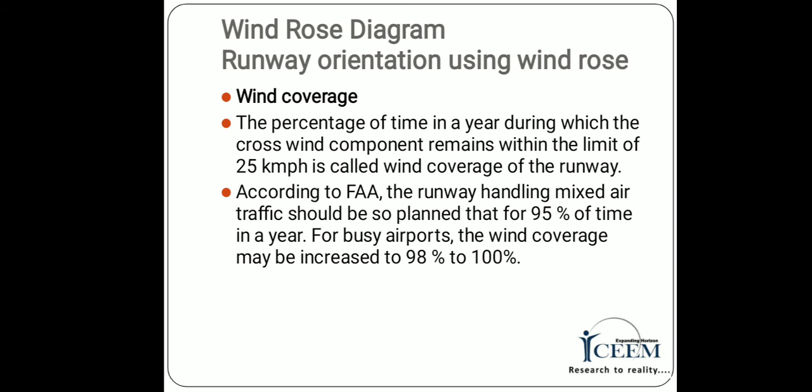Next point is wind coverage. The percentage of time in a year during which the crosswind component remains within the limit of 25 km per hour is called the wind coverage of the runway. According to the Federal Aviation Administration, that is FAA, the runway handling mixed air traffic should be so planned that the wind coverage is 95% of the time in a year. For busy airports the wind coverage may be increased to 98 to 100%.